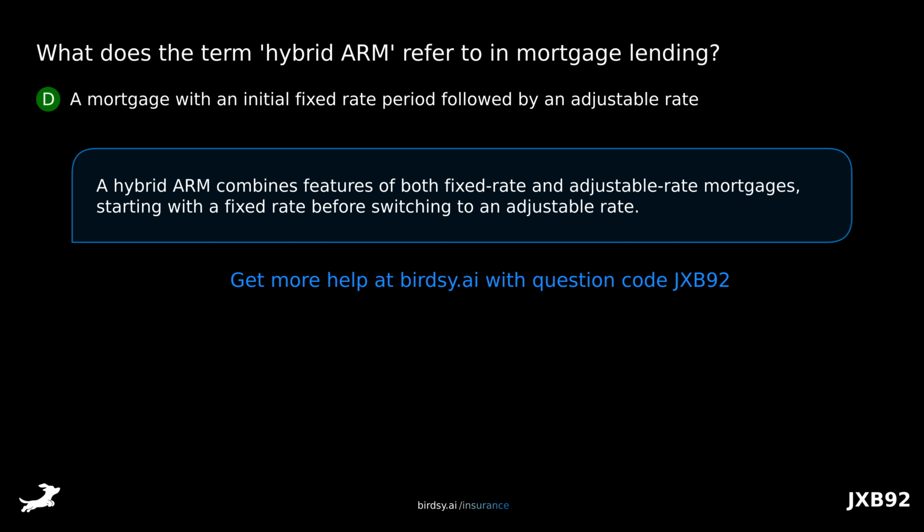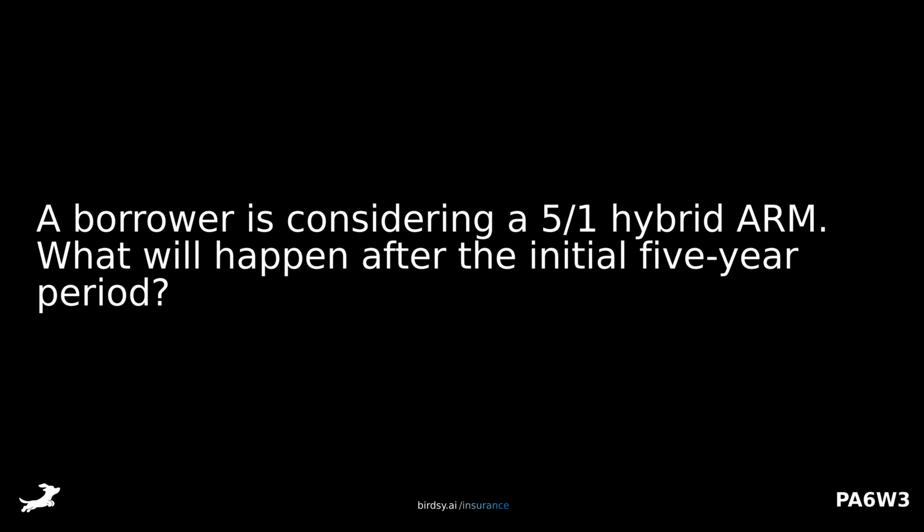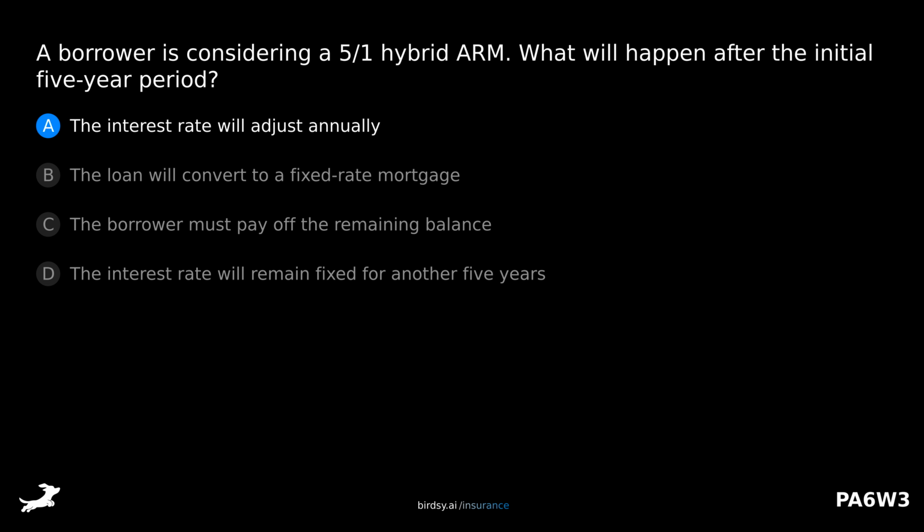A borrower is considering a 5-1 hybrid ARM. What will happen after the initial 5-year period? Is it A, the interest rate will adjust annually? B, the loan will convert to a fixed-rate mortgage? C, the borrower must pay off the remaining balance? Or D, the interest rate will remain fixed for another 5 years?